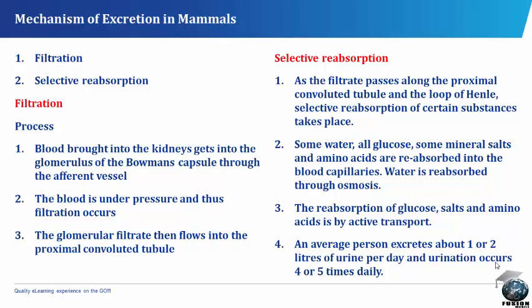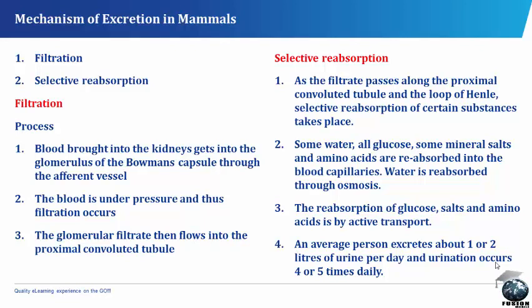The process of filtration. In the process of filtration, blood brought into the kidneys by the renal arteries gets into each glomerulus of the Bowman's capsule through the afferent vessel. This blood is under pressure, and due to the reasons given above, filtration occurs. This filtration is referred to as ultrafiltration because it occurs under pressure.